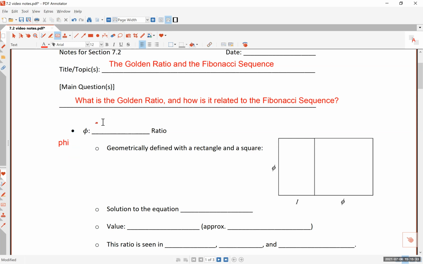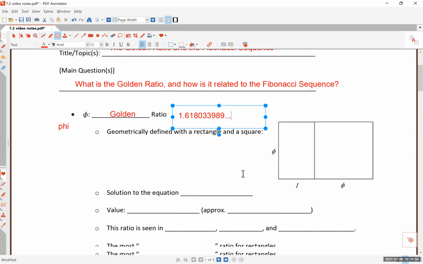And this phi represents, in our context right now, the golden ratio. Okay, this is a number, and this number happens to be about 1.618033989... Right? You basically have to know maybe the first 3 digits of it. Just remember, this is about 1.6 or 1.62. That would be great enough.